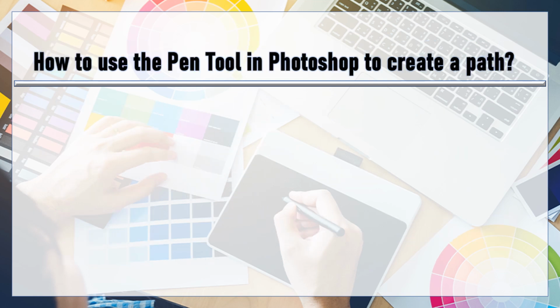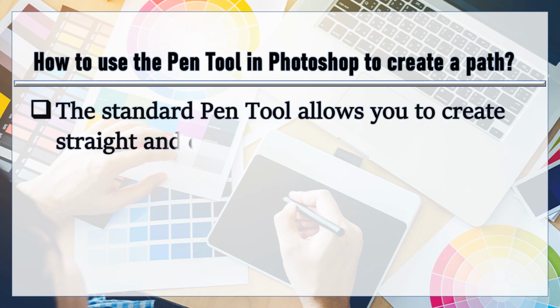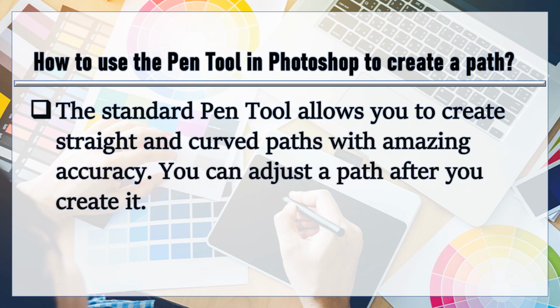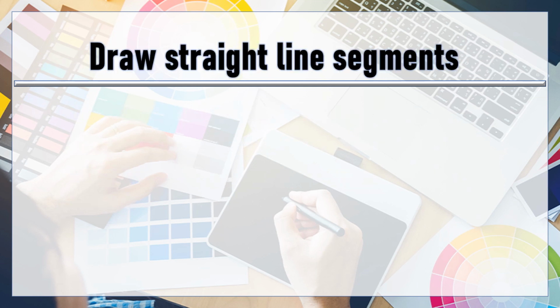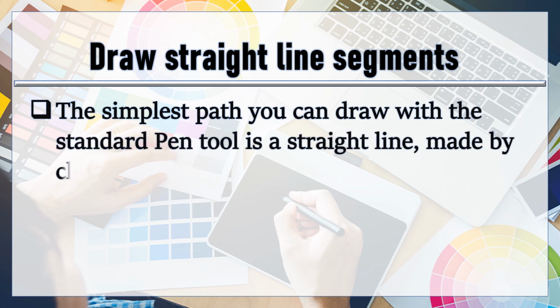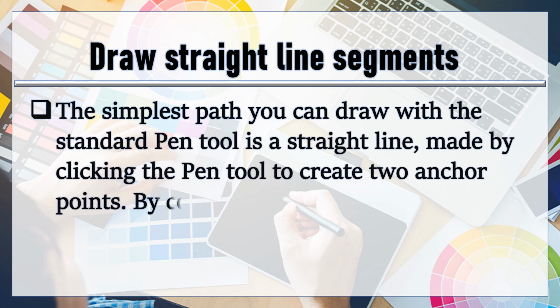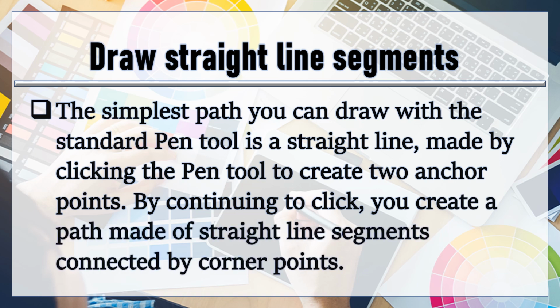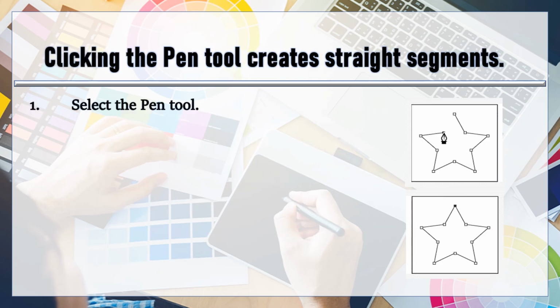How to use the Pen tool in Photoshop to create a path. The standard Pen tool allows you to create straight and curved paths with amazing accuracy. You can adjust a path after you create it. The simplest path you can draw with the standard Pen tool is a straight line, made by clicking the Pen tool to create two anchor points. By continuing to click, you create a path made of straight line segments connected by corners. Clicking the Pen tool creates straight segments.